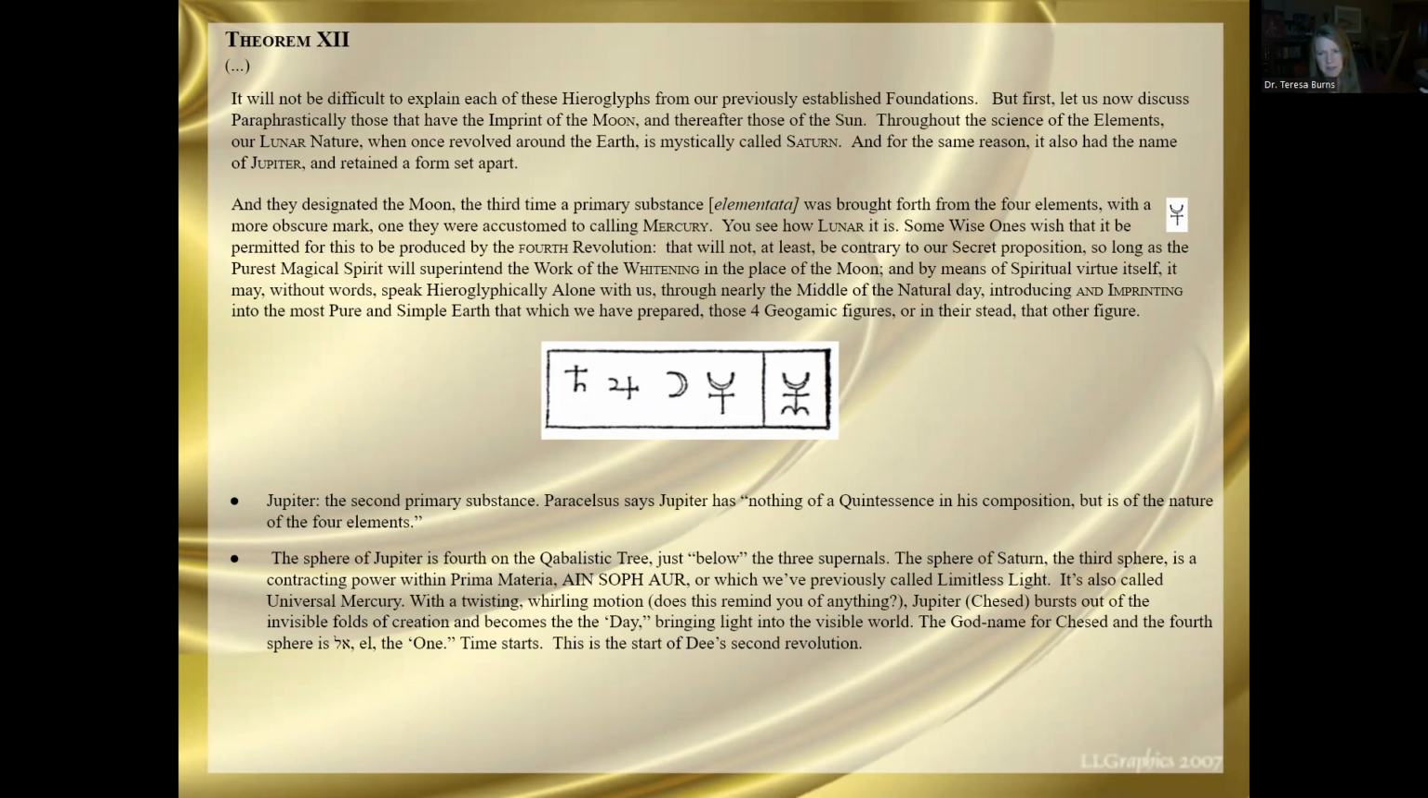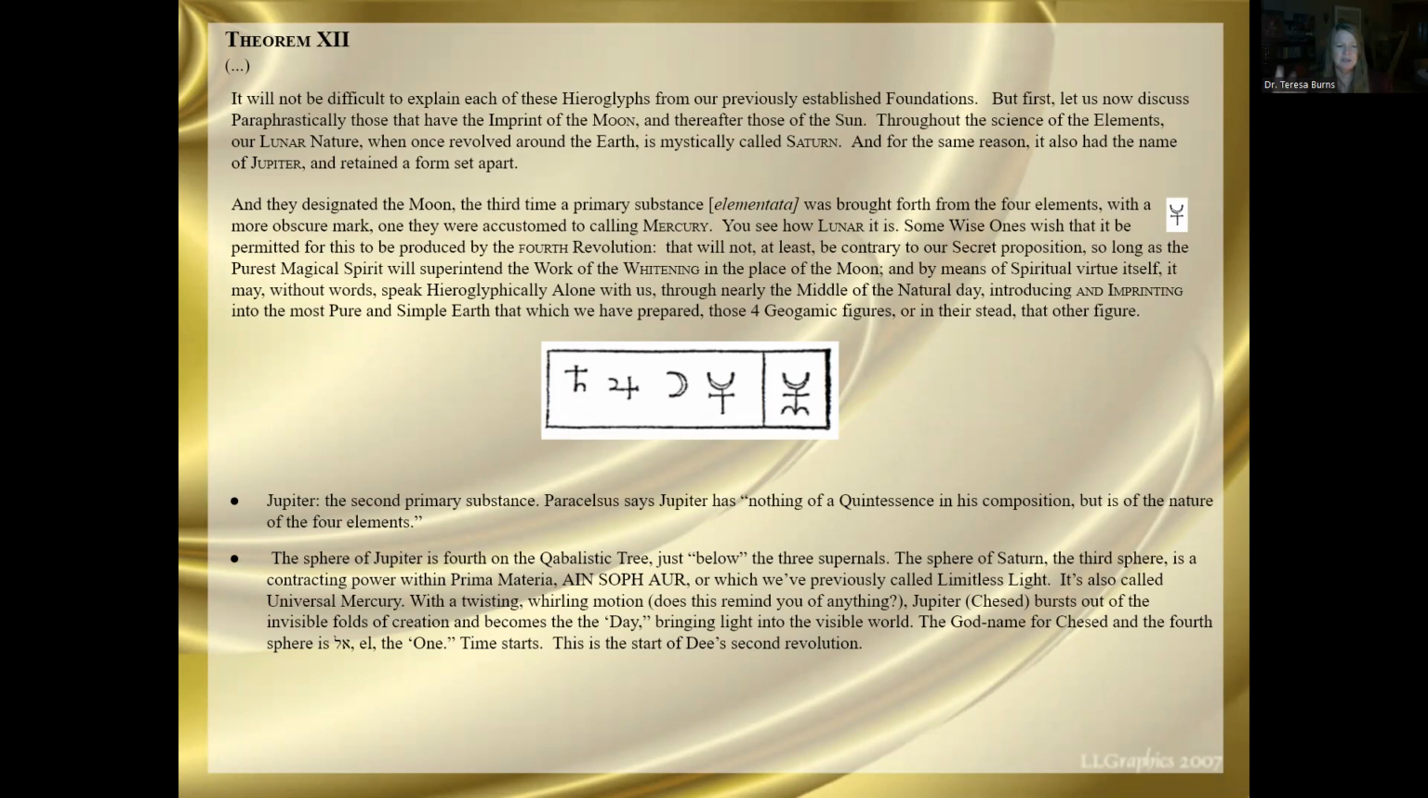The sphere of Saturn, Bina, is this contracting form in Kabbalistic thought within the prima materia, the Ein Sof Aur, which are limitless light. It also, in other texts, like the Aish Mezaref, is called universal Mercury. So, with a kind of twisting, whirling motion, does that remind you of anything like whirling ones, Ophanim? Jupiter, associated with the Sephira Chesed, bursts out of the invisible folds of creation. You can't see what's going on with Kether, Hokmah, and Bina. In fact, the highest you are supposed to be able to comprehend usually is Tiferet.